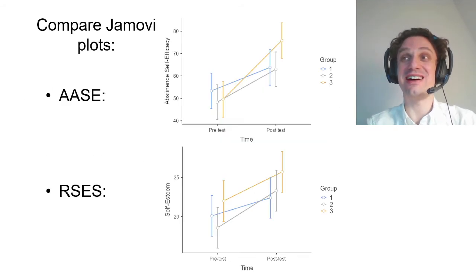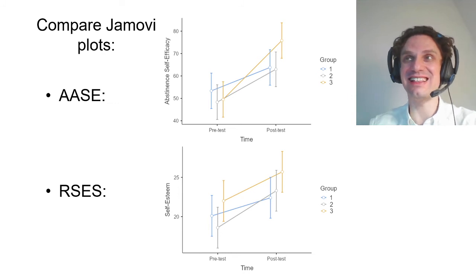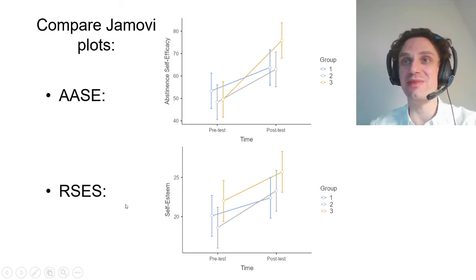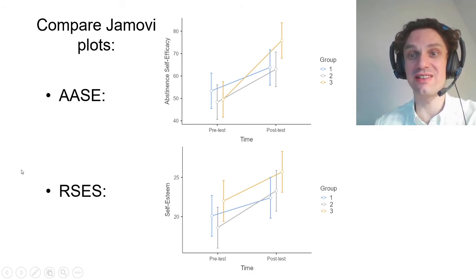Yeah, so from these plots we can see that for alcohol abstinence self-efficacy, there is a good increase from pre-test to post-test, and this increase is strongest in group 3. However, for Rosenberg self-esteem, there is also some increase from pre-test to post-test, but it's not so clear. It's definitely weaker in group 1. It looks like weaker, but we cannot really be so sure because the differences between the groups are not so pronounced.